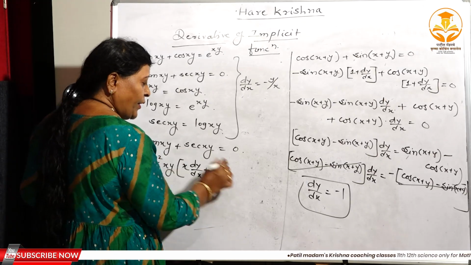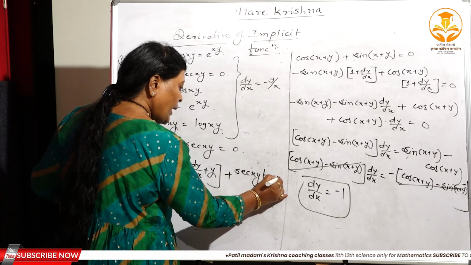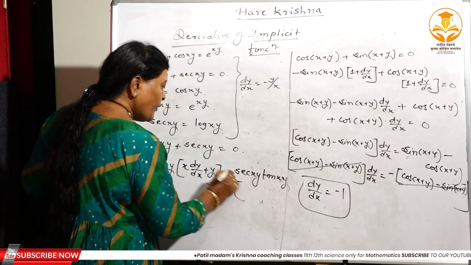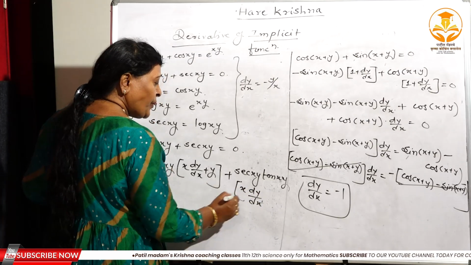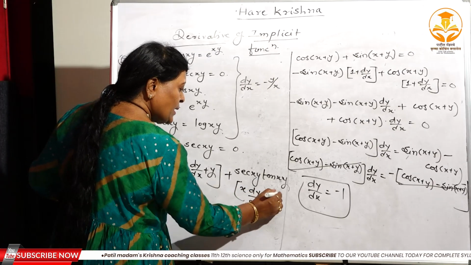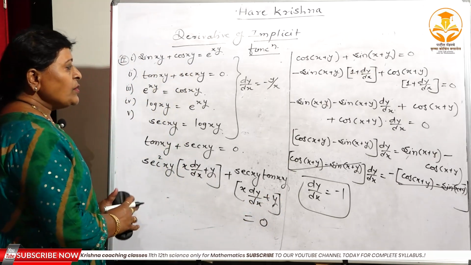Again, the derivative of sec u is sec u into tan u. And here again, for the derivative of xy, apply the multiplication rule. x remains as it is, the derivative of y is dy by dx. y remains as it is, the derivative of x is 1, and this equals 0. Now see what you have to do.